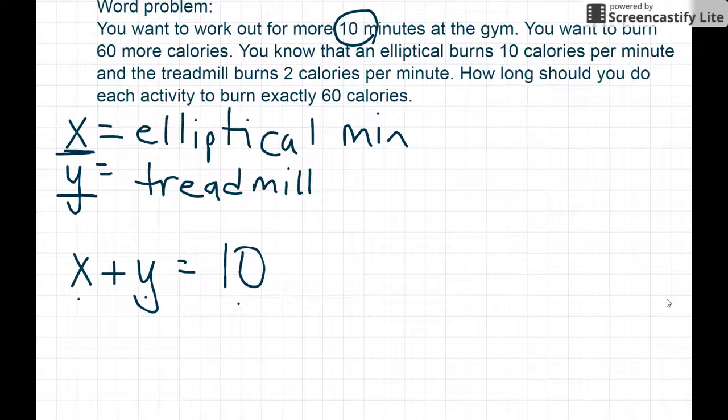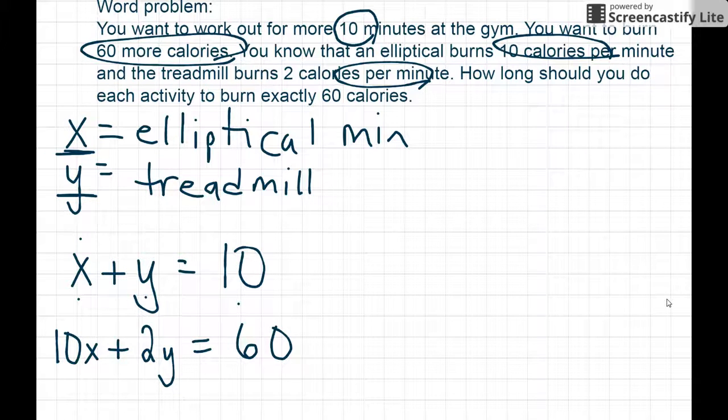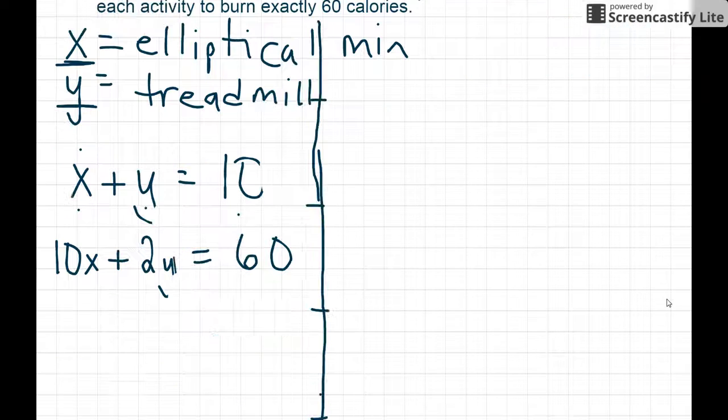My second equation, I'm going to talk about the calories. So the calories, and calories. So I know the total is 60 calories, and then the elliptical is the x one. So I'm going to squeeze 10 with x because it says you burn 10 for the elliptical, and you only burn 2 for the treadmill. So that's going to be my second equation.